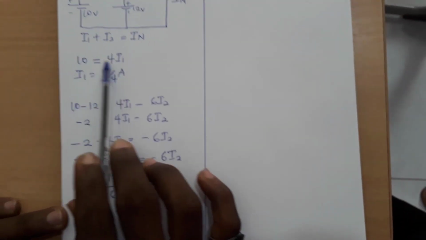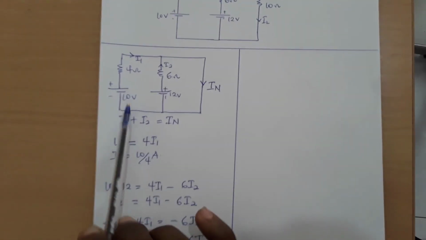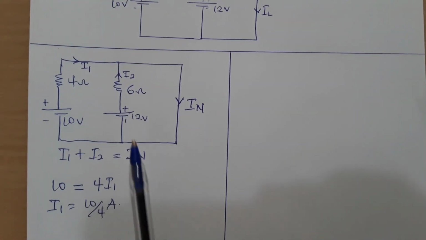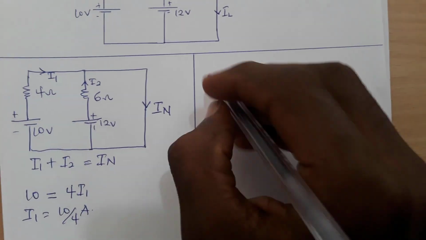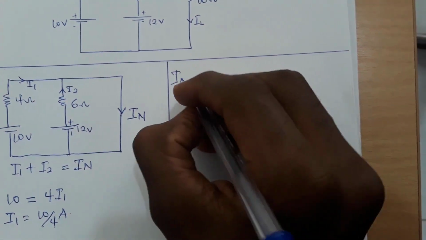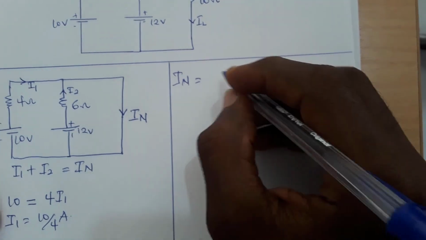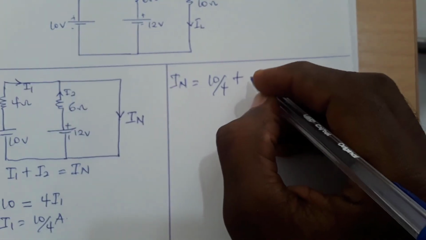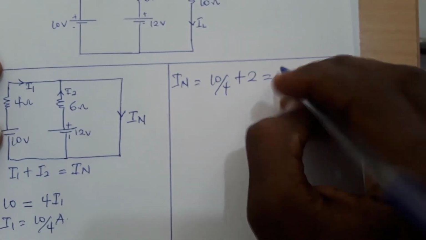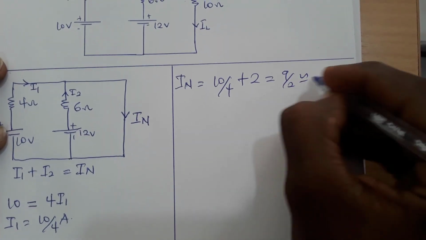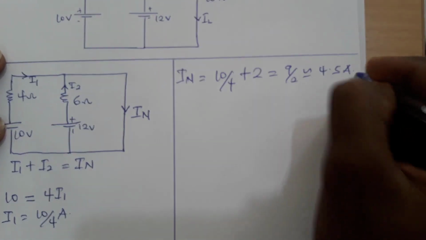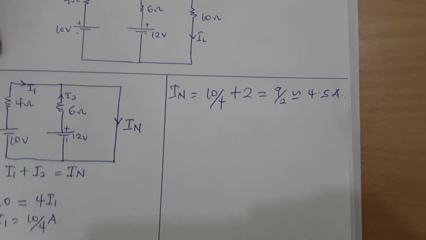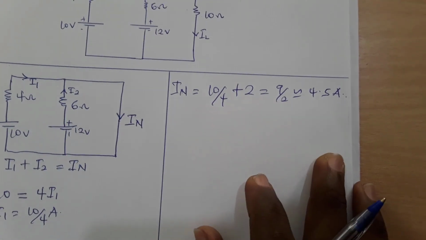And from here I said that from KCL, I1 meeting I2 should give us the value of what? IN. So real quick we can say that IN will be equal to the value of I1, which is 10 on 4, plus I2, which is 2 amperes, and we should have 9 on 2, which is the same as 4.5 amperes. So remember how we used to find the total resistance in Thevenin?